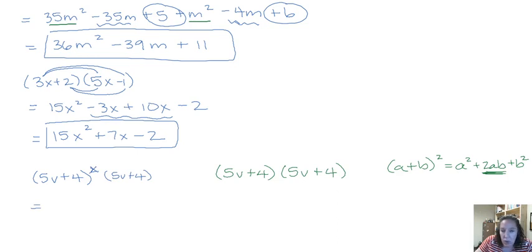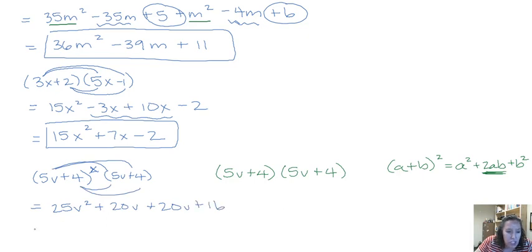So if we use the expansion form, we can think of this as 5v plus 4, and then use our rainbow or FOIL expansion like we saw in the last one. We get 25v squared plus 20v plus 20v plus 16, which is the same thing you would get if you squared the first one.